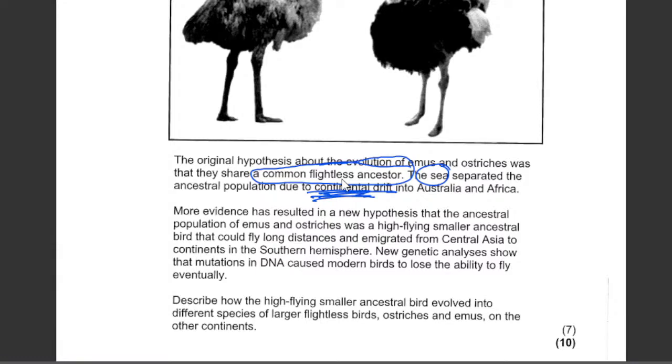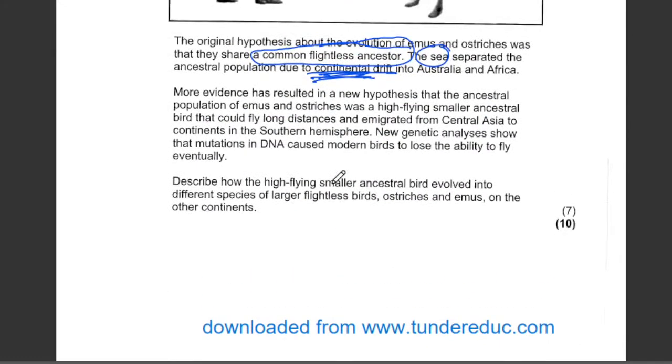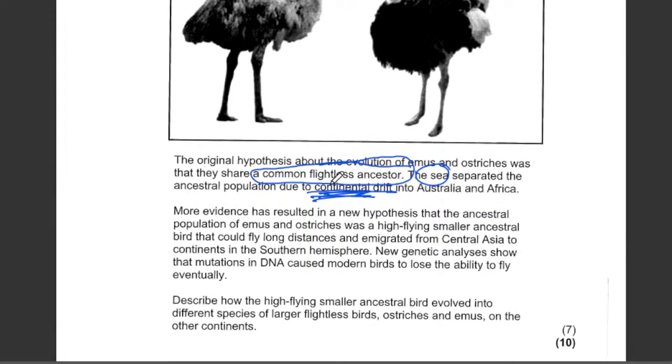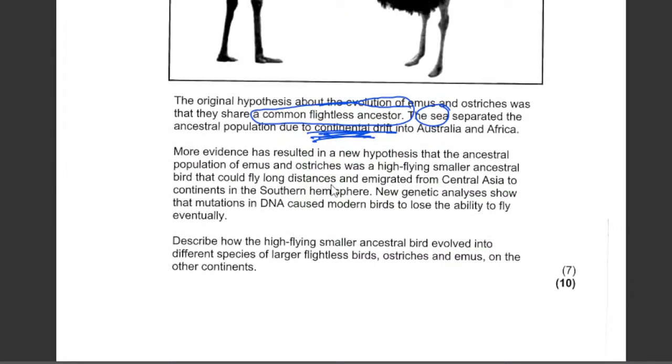The new genetic analyses show that mutations in DNA cause modern birds to lose the ability to fly eventually. And then describe the question: how the high flying small ancestral birds evolved into different species of large flightless birds, ostrich and emus, on the other continents. So how are you going to explain this? So basically here this is speciation, and this kind of speciation is the allopatric speciation because there is a geographical barrier which is separating them.